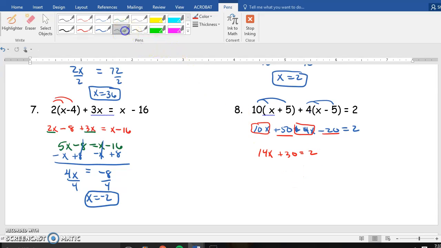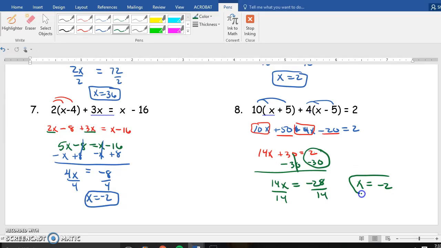Now, again, on a problem like this, you do 80% of the work correct, but mess up on your signs. Subtract 30, 14x equals 2 minus 30, which is negative 28. And now when I divide by 14, x is equal to negative 28 divided by 14, which is negative 2.